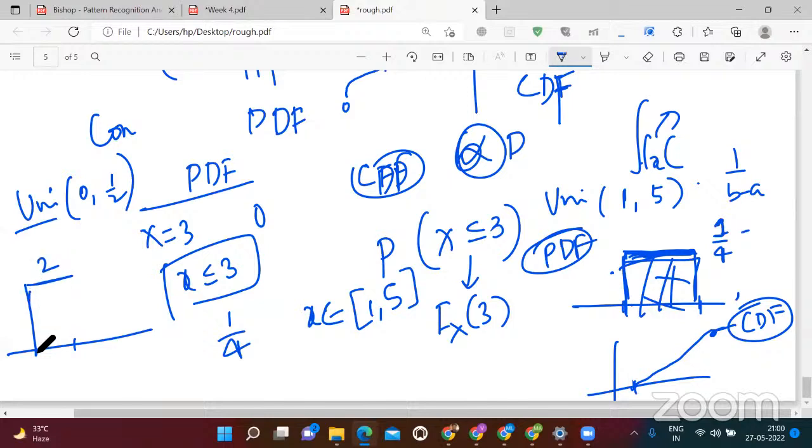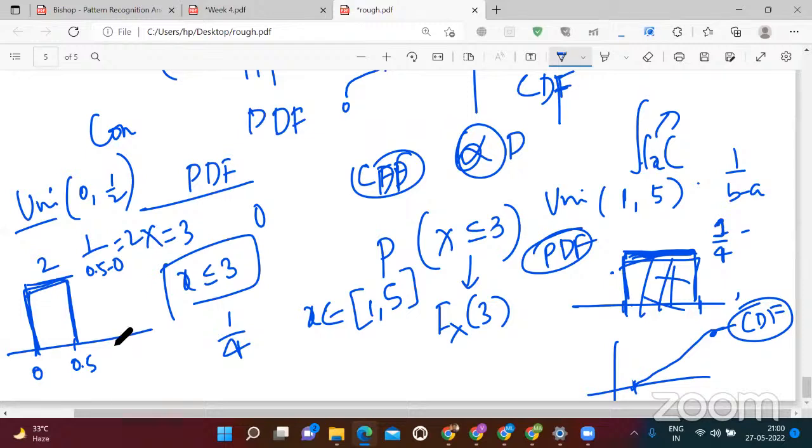This will be 2, because we have to get the area as 1. Are you getting my point? It is 1/(b minus a), that is 1/(0.5 minus 0), which is 2. So this is the PDF function from 0 to 0.5, right?